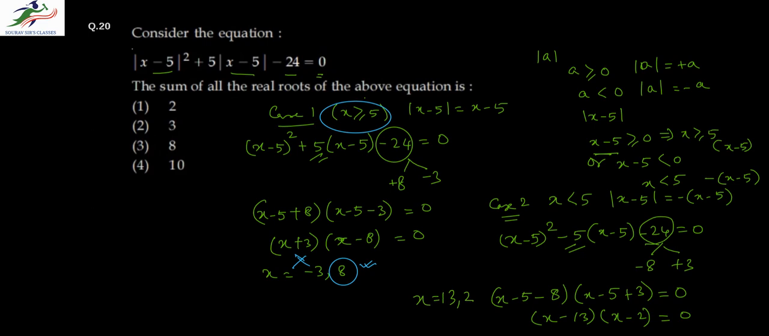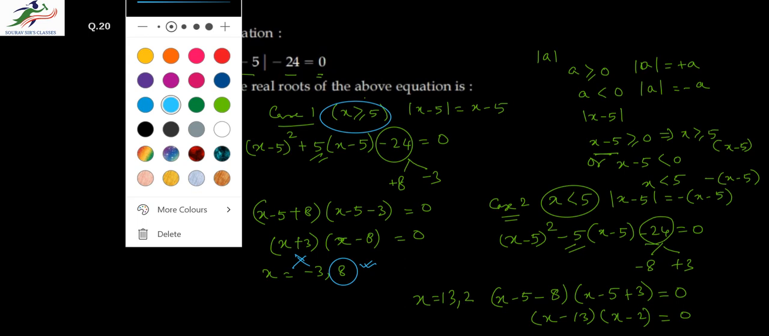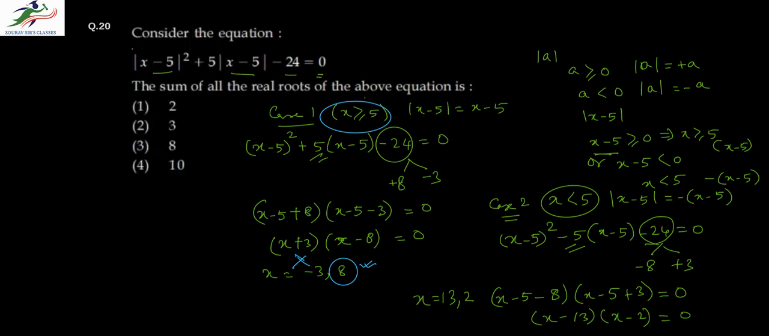But again, we look at the condition that we assumed, that x is less than 5. So therefore x cannot be 13. x can only be 2, because 2 is less than 5. 13 cannot be the root in this case. So which means that we get two roots as per the conditions, two real roots. One is 8 and one is 2. So the sum of the real roots is 8 plus 2, or 10. And option 4, which says 10, is the correct choice.